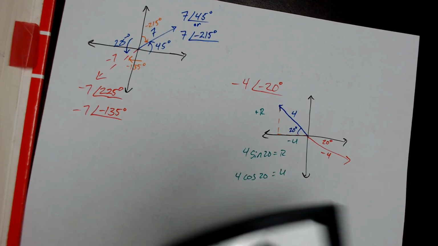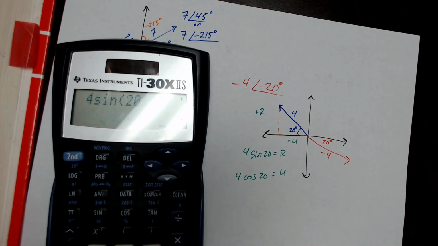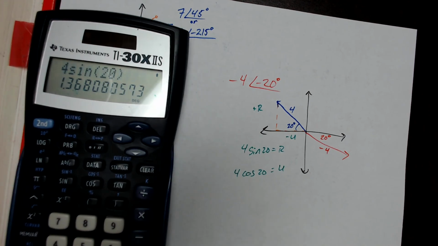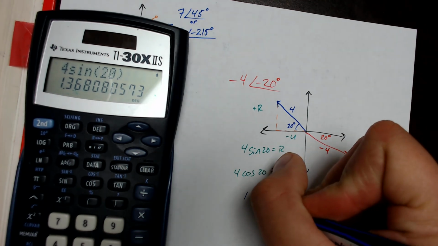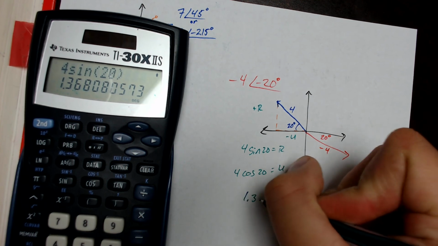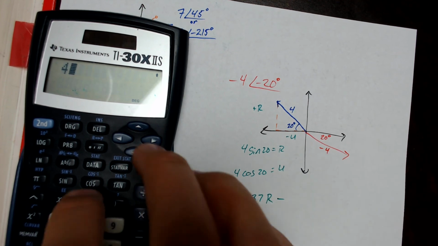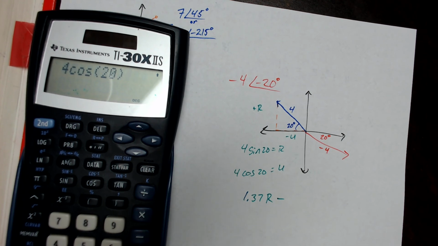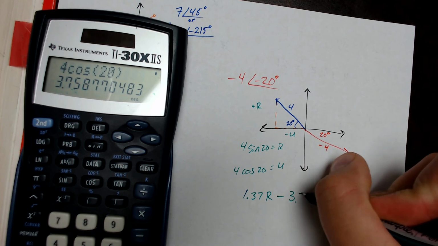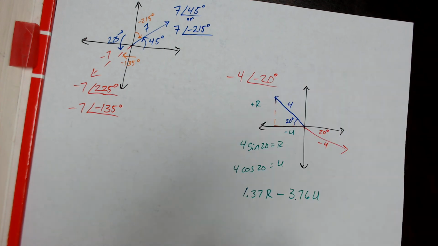So we go to our calculator. 4 sine 20 end parenthesis, and I get 1.37 r, and then I'm going to get minus, because u is going to be a negative value. So we go 4 cosine 20 end parenthesis, and I get 3.76 for u. So minus 3.76 u. And I have successfully computed this negative vector.